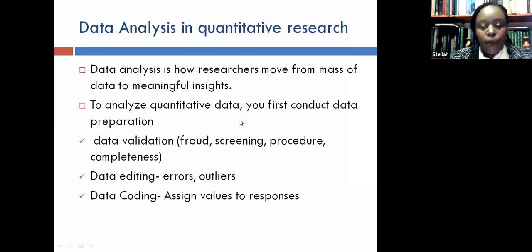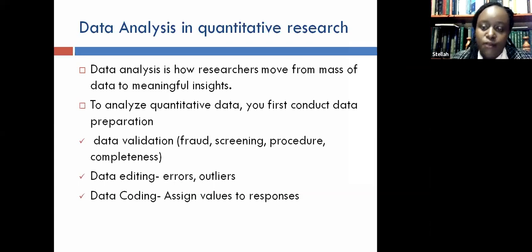Okay, so after you've done your sampling and collected your data, there is data analysis that happens in quantitative research. This is one of the main areas that differentiates quantitative research from qualitative research. Once you have the data, how do you analyze it? This analysis helps you as a researcher to move from a mass of data to meaningful insights from what you've collected.